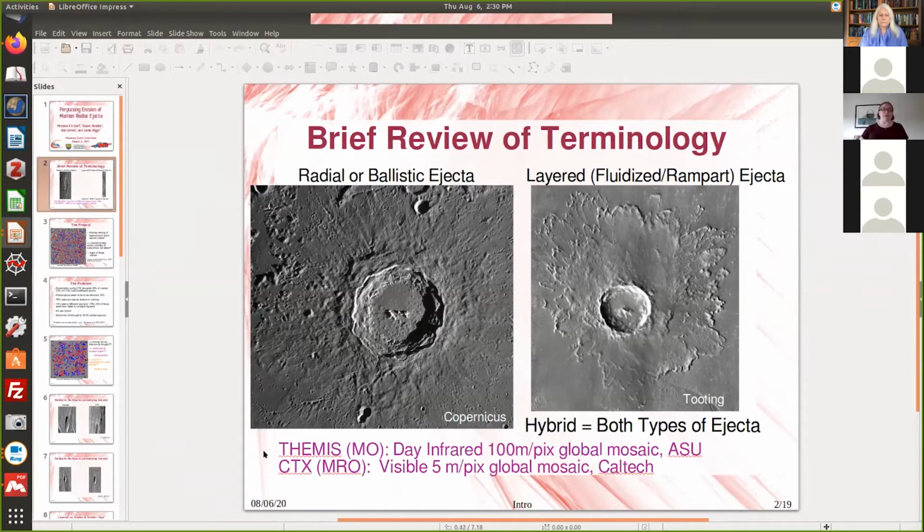I just want to note that for these comparisons, I'll be comparing some original analyses and classifications done by Stuart Robbins from the THEMIS daytime infrared mosaic, and the newer work that I'm doing using a CTX global mosaic, which is in visible light.